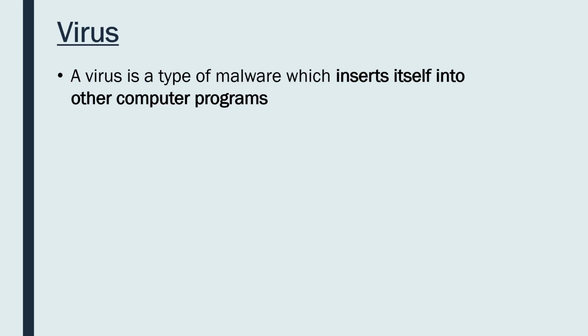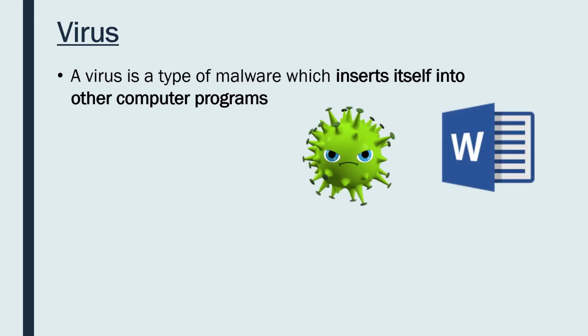And a virus is our first type of malware out of seven. And this works by inserting itself into other computer programs. So as we said earlier, software is just program code written by a human. And so this on our left is our virus, again, just a bunch of code. And this is Microsoft Word, which is just a normal program, just software, not malware. And again, this is just loads of code.